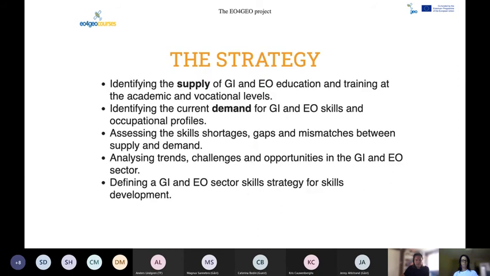And how to do that then? We work with a strategy to identify the supply of the education in the geographic information and Earth observation sector, both at academic and vocational levels, and also try to identify the demand for these skills within the sector, and the occupational profiles that are needed, and also assessing the shortages and gaps and mismatches between supply and demand, and analyzing trends, challenges and opportunities in this sector.